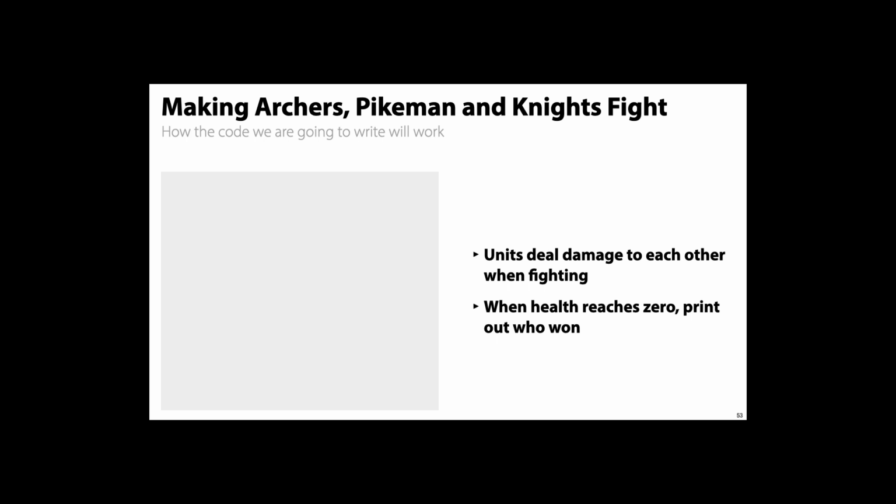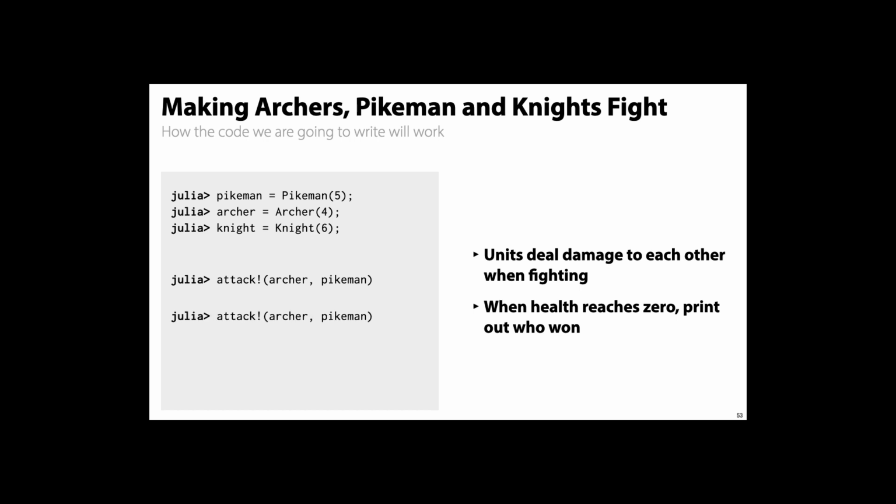So let me give you an example of how we want this to work. If we create a pikeman of health 5, and then an archer of health 4, and then a knight, and then we have the archer attack the pikeman. So it deals some damage. It didn't kill him, so we deal some more damage, and at this point, the health has gone down to 0, and the archer kills the pikeman.